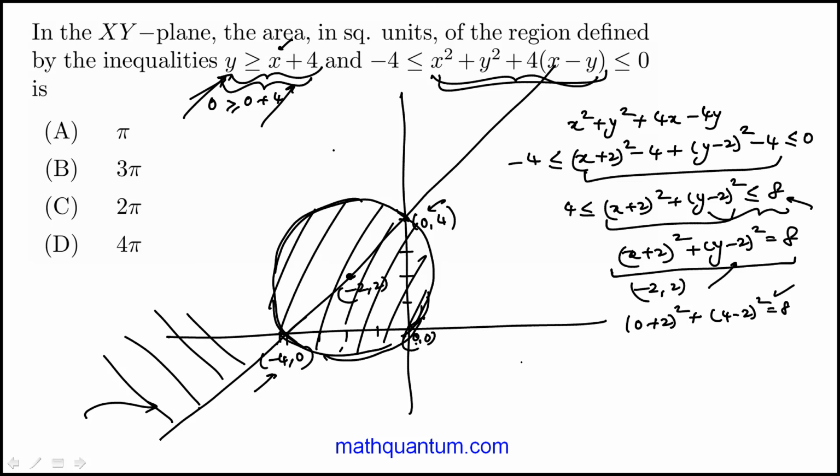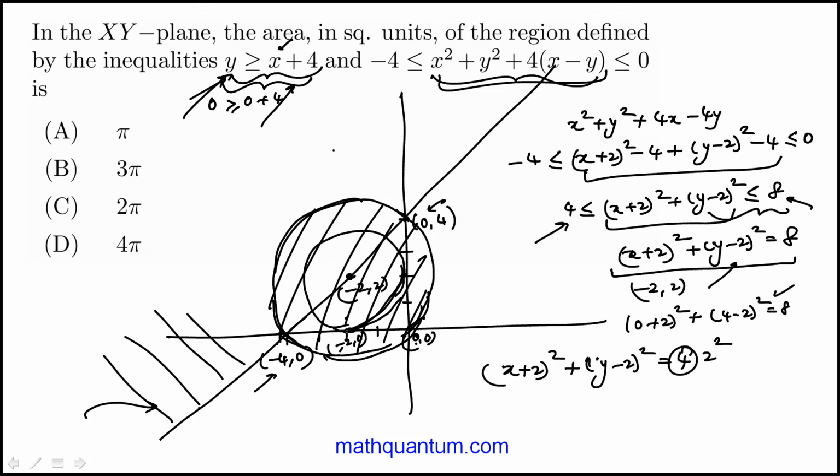Then we have another circle equal to 4, this part. And here the radius is 2 units, so it will go through here, minus 2, 0. And so it's going to look something like that. And it's less than or equal to 4, which means all the points inside.